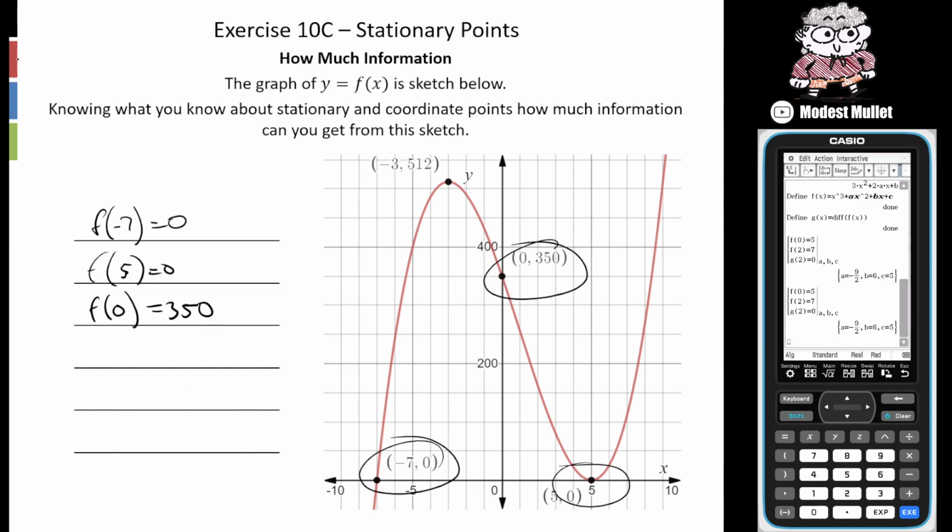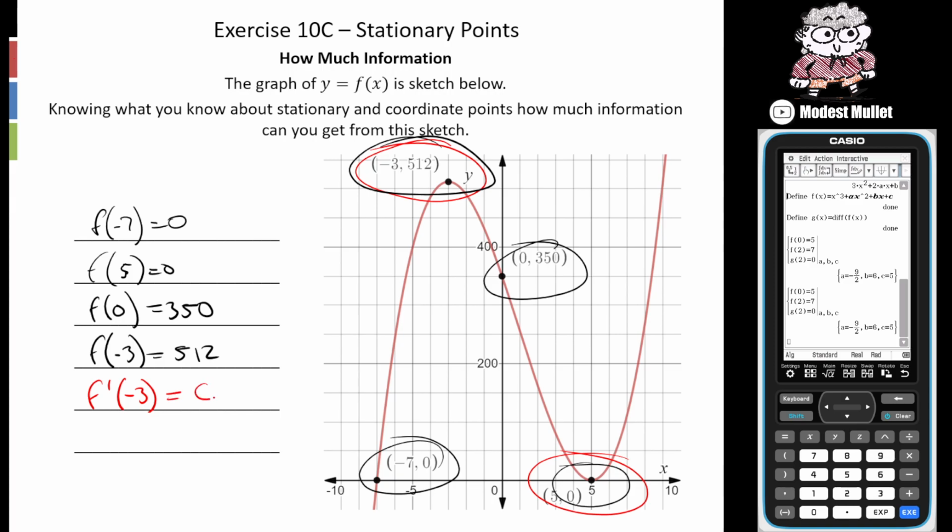And then I'm going to look at stationary points, and I'm going to put them in red. So there's my 2 stationary points. Oh, I forgot to label this as a coordinate. f of negative 3 is 512. And now I'm going to do stationary points. So the gradient, f dash of negative 3, is 0, and the gradient at 5 is also equal to 0. So a couple key bits of information. We got 6 bits of information out of that graph.